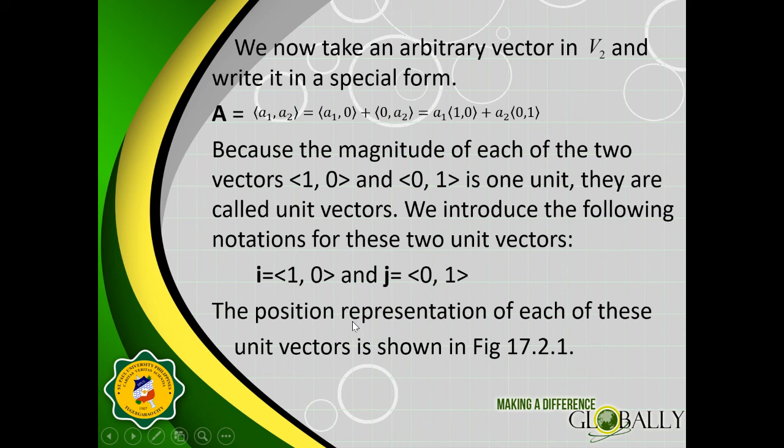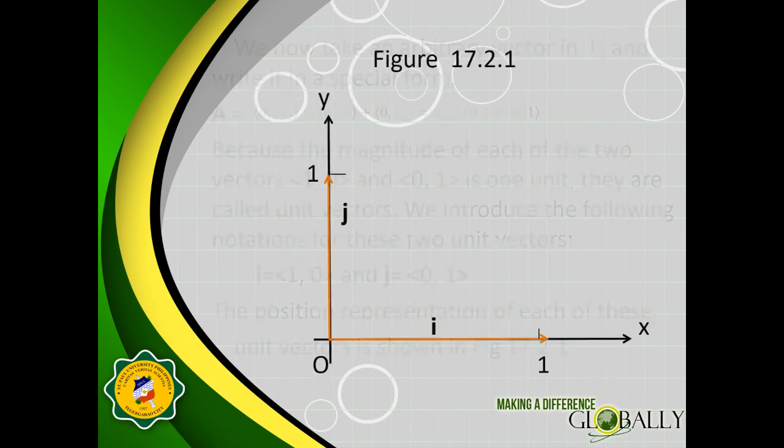The position representation of each of these unit vectors is shown in figure 17.2.1. We can see from the figure, i is the unit vector of x. j is the unit vector of y. This is j.